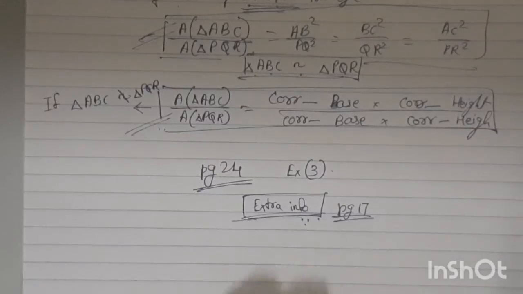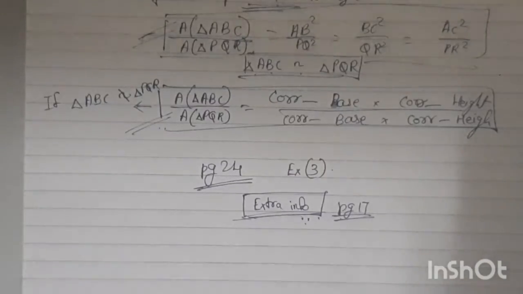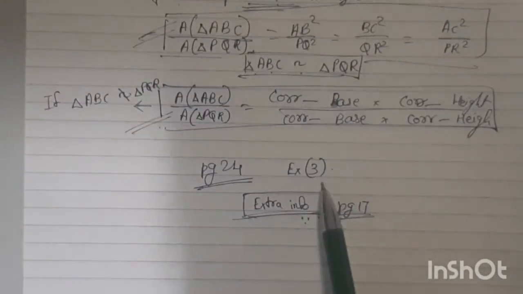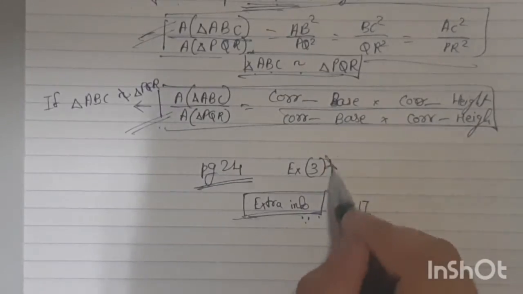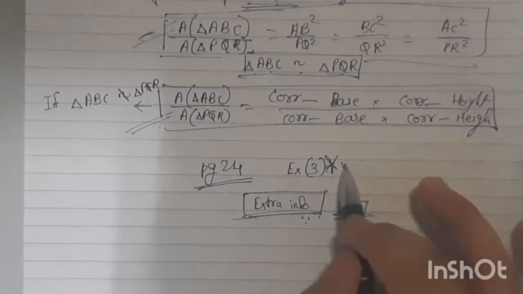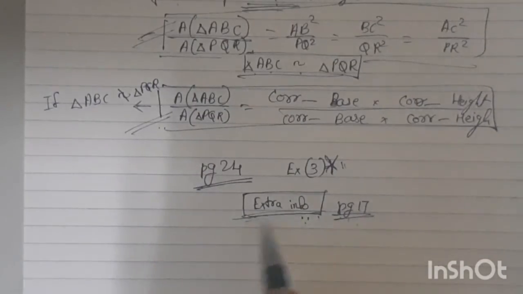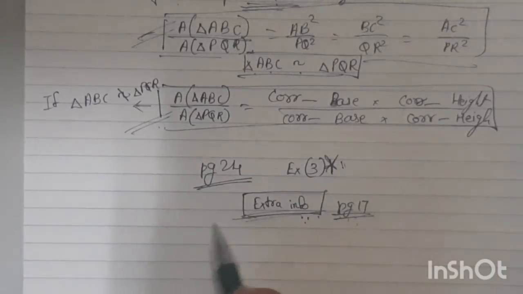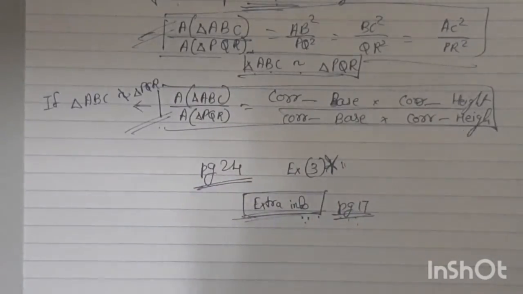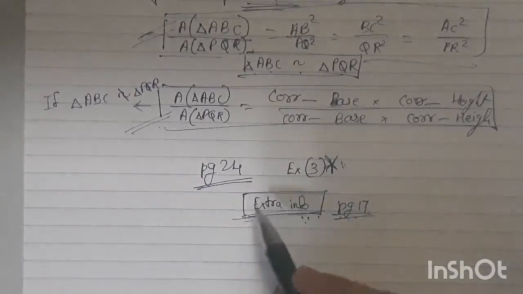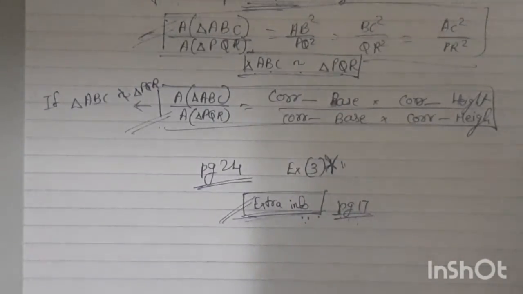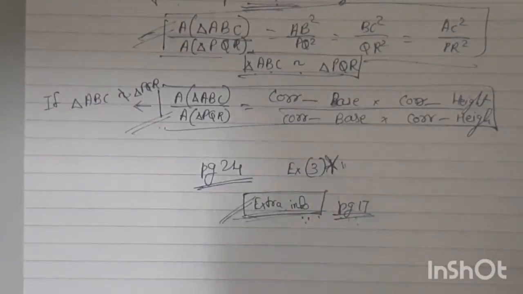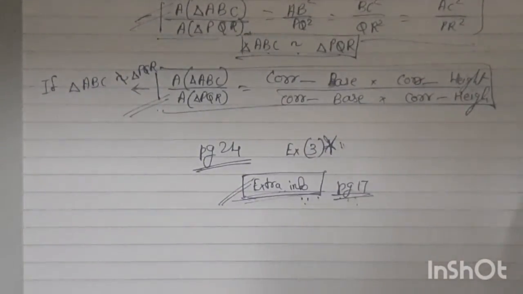Now I would request you to come to page 24 and go through the solved examples. Example 3 is a tricky one, so please look at it carefully. And you can also read the extra information given on page 17. It is very useful, and if you aim at scoring high and you don't want to take any risk, you should read this extra information because there can be tricky questions coming from this, as it's a part of your textbook. So please do read it, and the problem set is very important, so go through it very well and solve it.